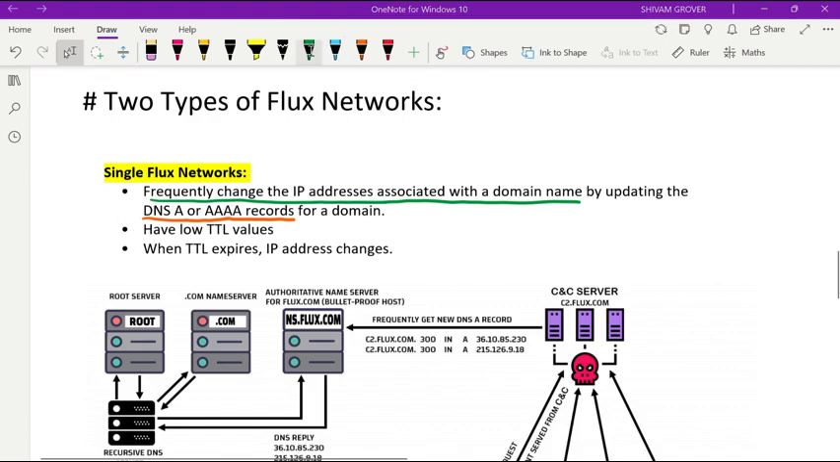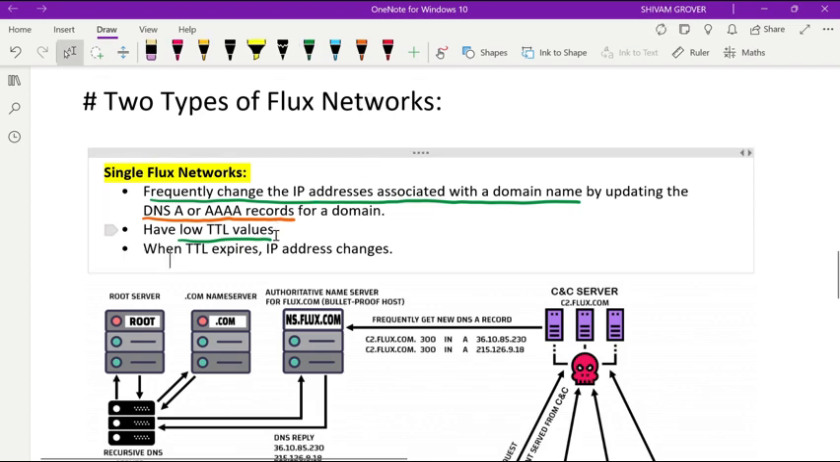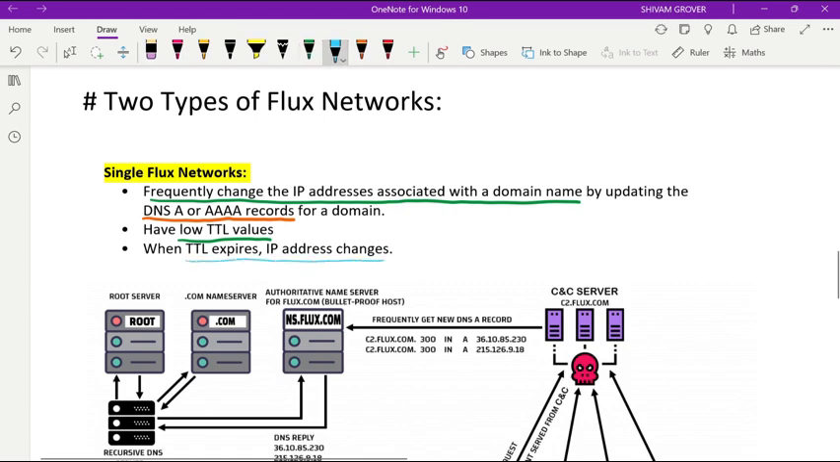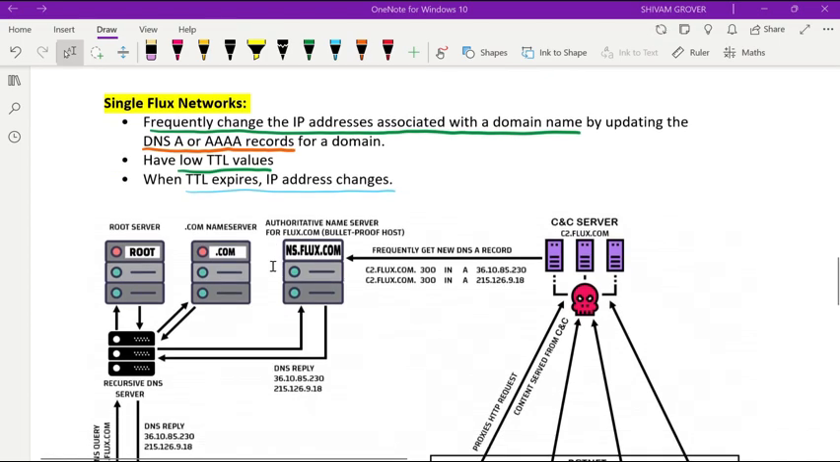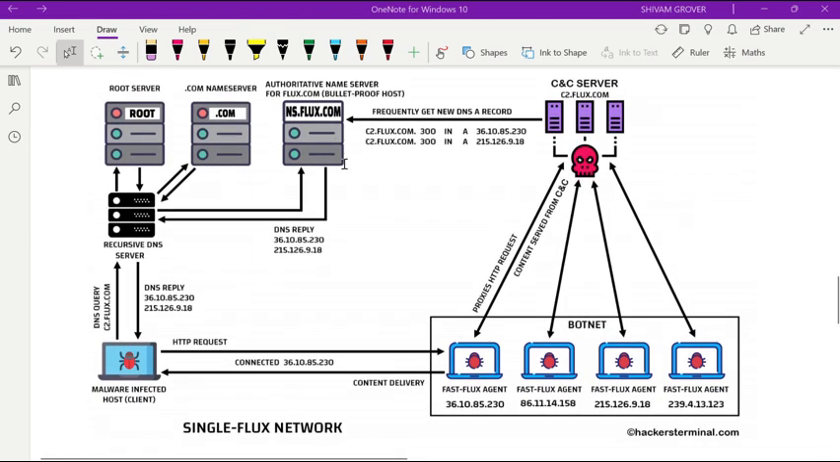And in single flux networks, we have low TTL values, which means that we are going to change the IP addresses of the domain name very frequently. And so when a TTL value expires, the IP address is going to change. Let's try to understand this process of single flux networks using this diagram. First of all, we notice that the C2 server updates this domain name. It maps this domain name with these two IPs.